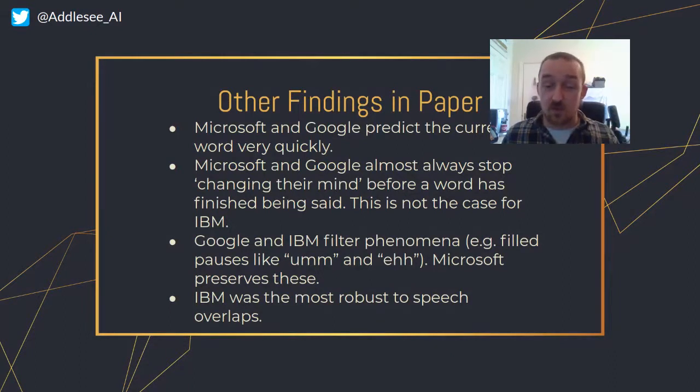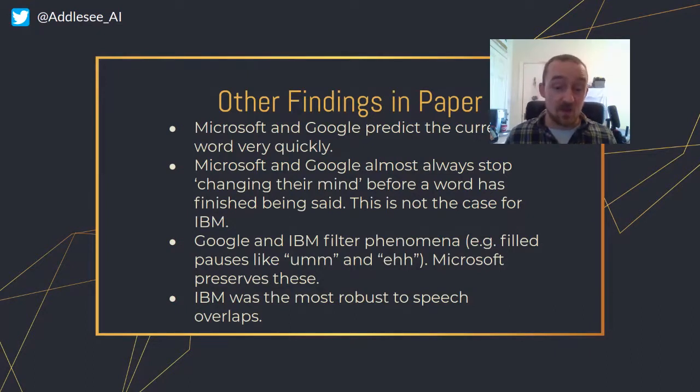Microsoft and Google output their first prediction very quickly, and they stop changing their mind before the word is even finished being said. So if I say the word onomatopoeia, they will have maybe predicted that word and changed their mind on that word before I even finish saying that word. Whereas IBM takes a lot longer to output its prediction and to stop changing its mind, which is not so useful for this use case.